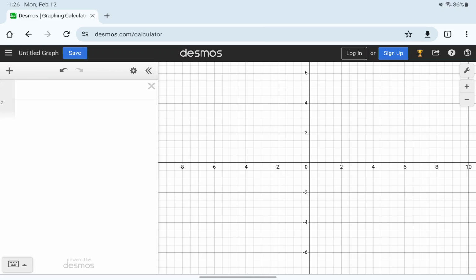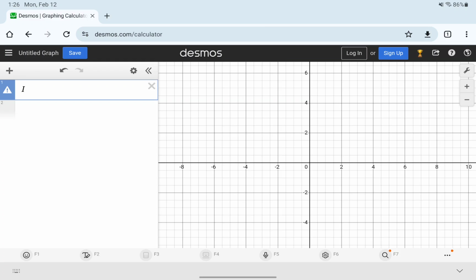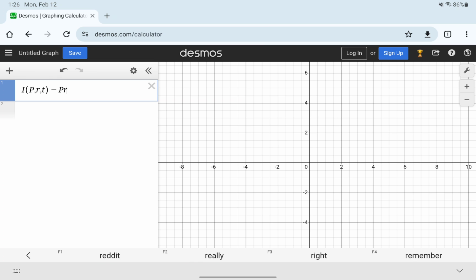Flipping over to Desmos, we can set both of those functions up. First, we'll start with our interest formula, which has three variables, capital P, lowercase r, and lowercase t. And that formula is equal to PRT, or that function is equal to P times R times T.